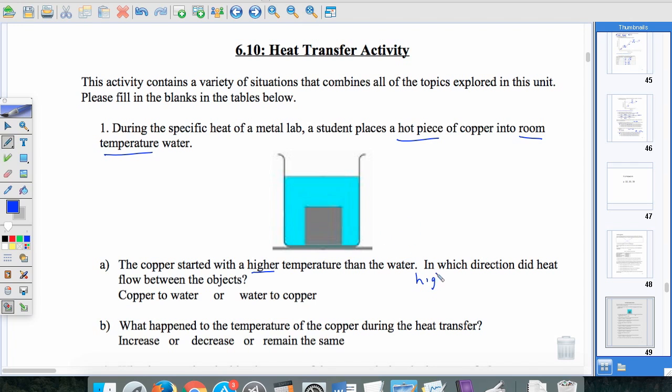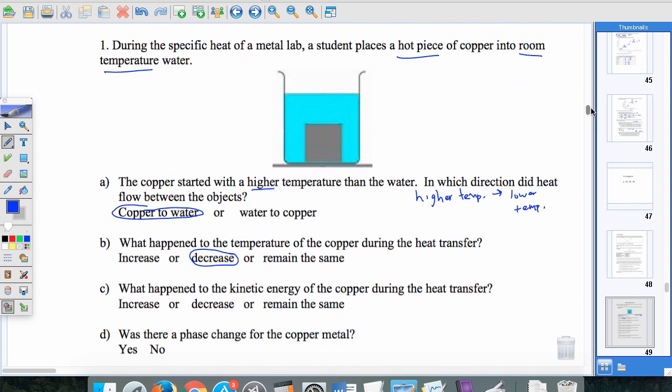So remember, it always goes from higher temperature to lower temperature. The higher temperature in this case was the copper. So it's going from the copper to the water. What happened to the temperature of the copper during the heat transfer? Well, as it gives heat away, the temperature is going to decrease. It's giving heat away, it's cooling down, it's not changing phases or anything, it's just cooling down, so the temperature is decreasing. What happened to the kinetic energy of the copper during the heat transfer?